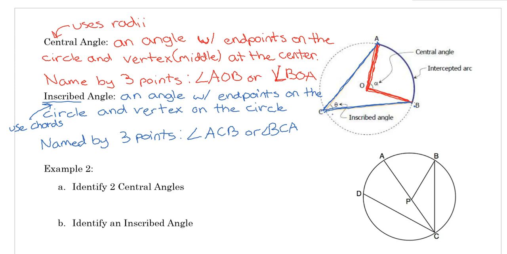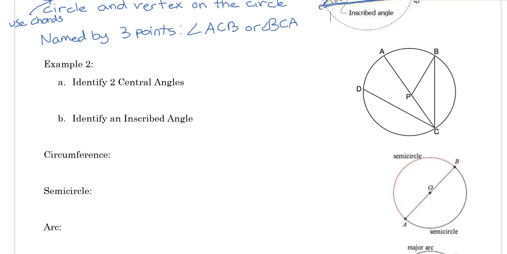All right, let's look at an example. Identify 2 central angles. I'm going to look for where I have radii. I have a radius here, a radius here, and a radius here. So I'm going to do A to P to B. That angle is a central angle. I also have here B to P to C.